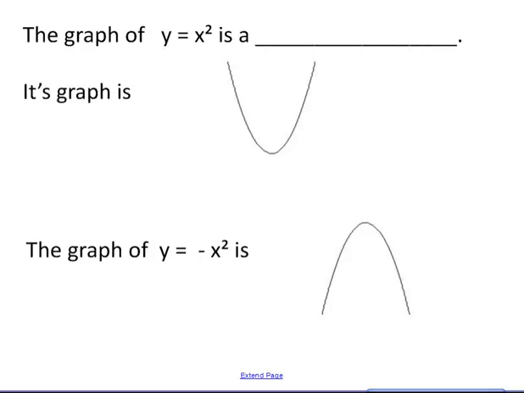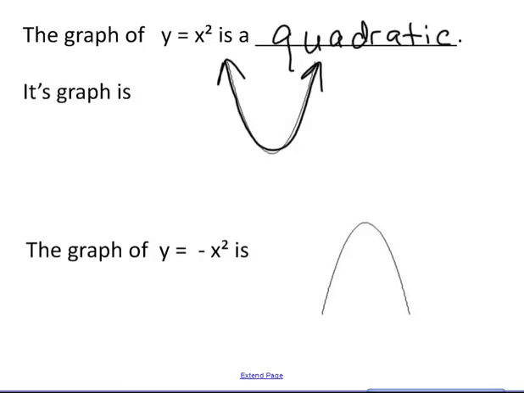Suppose that we have y equals x squared. We did this in the last chapter. If we have y equals x squared, that's called a quadratic, and the graph looks like this. The graph of a quadratic is a parabola. On the other hand, if we have y equals negative x squared, that takes the graph and flips it upside down. So it's a parabola, but it's upside down.